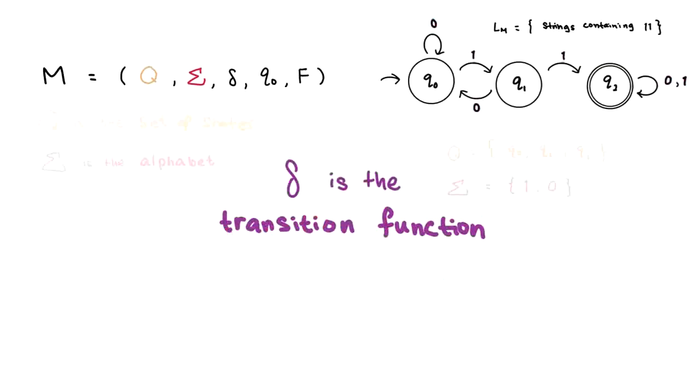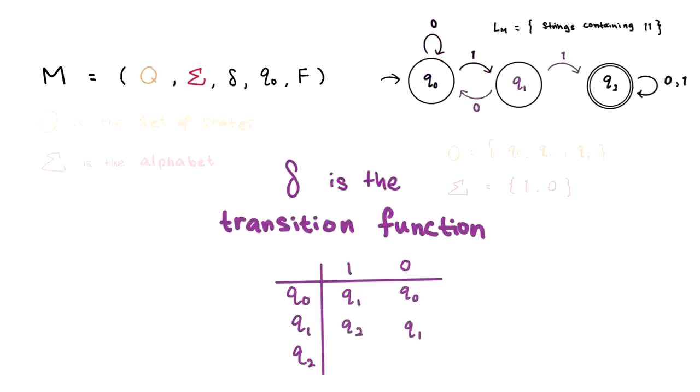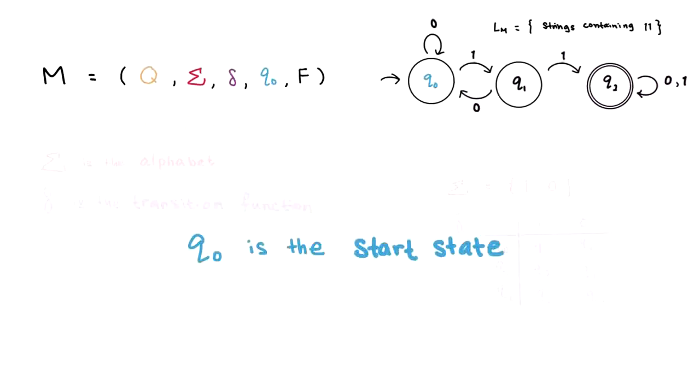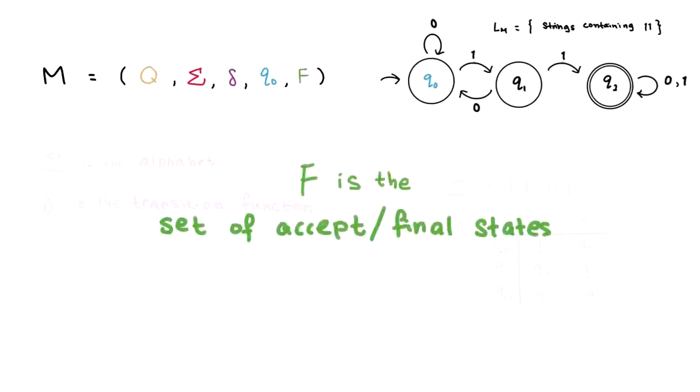Delta is the transition function, which tells us where states transition to given an input symbol. For example, Q0 transitions to state Q1 when it reads a 1 and remains in Q0 when it reads a 0. Q1 transitions to Q2 on a 1 and back to Q0 on a 0, and when we reach Q2, we will always remain in Q2. Q0 is the start state, and finally, F is a set of accept states, also known as final states sometimes, which in this case would just be the set containing Q2.